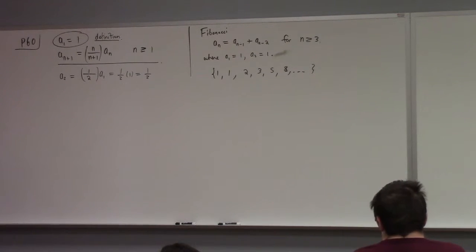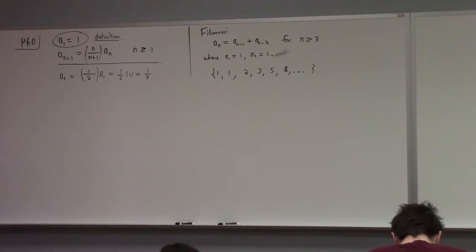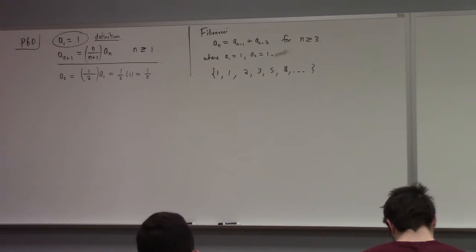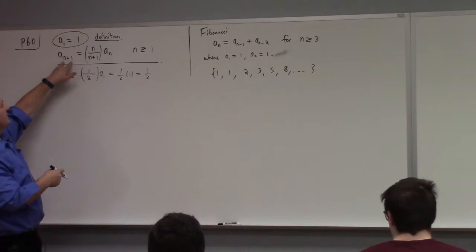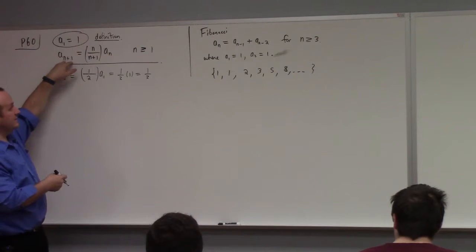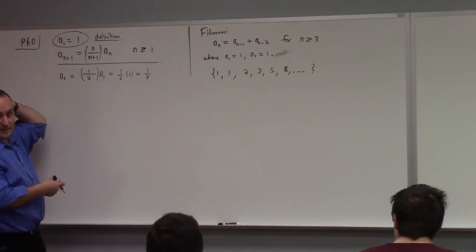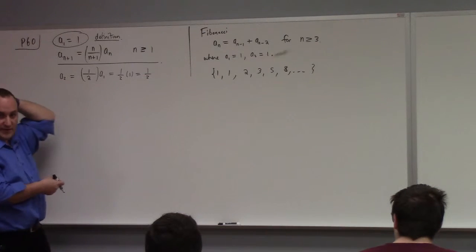There's nothing to show for 1. A sub 1 is given to be 1. You can't prove that. It's given to you. That formula is only true for n plus 1. So if you plug in 1 as n, it would be a sub 2. That'd be 1/2. So when n is 2, a is 1/2. A sub 2 is 1/2.